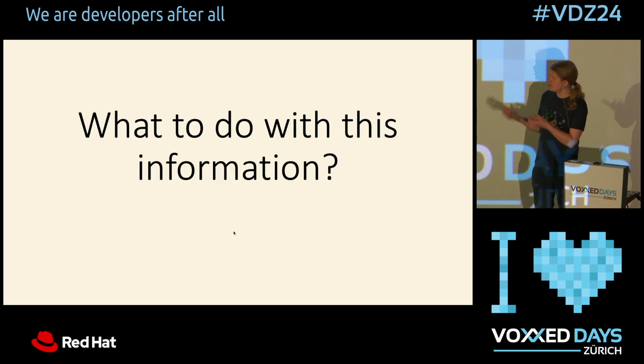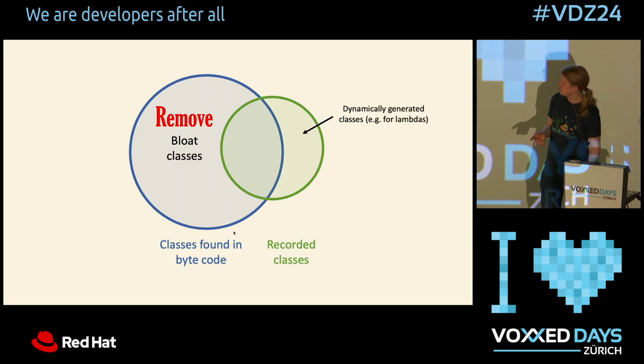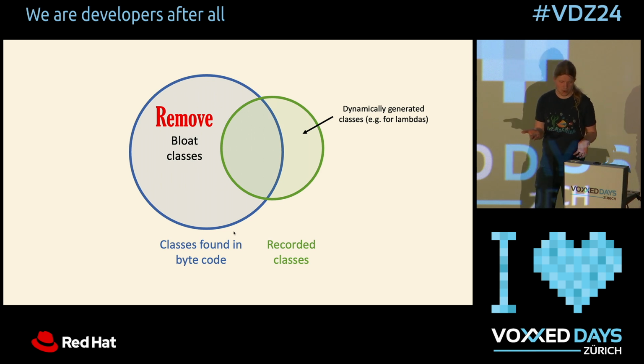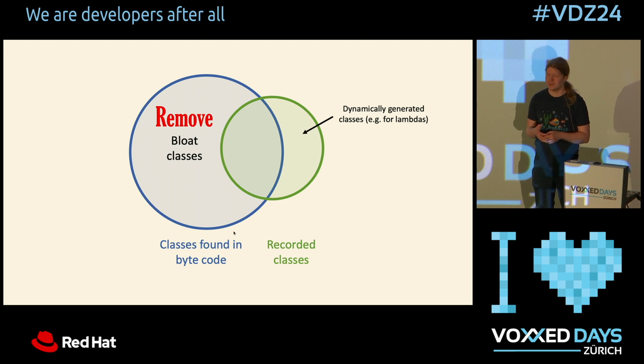But what do we need? What do we do with this information? So essentially, an idea is to remove the bloat classes. So that's one approach, and that's cool. But the main problem is, our application could crash, and if we're not totally sure that we really want to remove them, we probably shouldn't. Of course, we can.